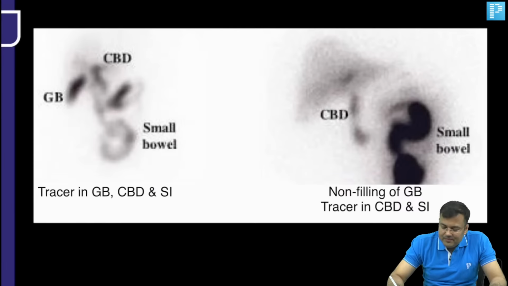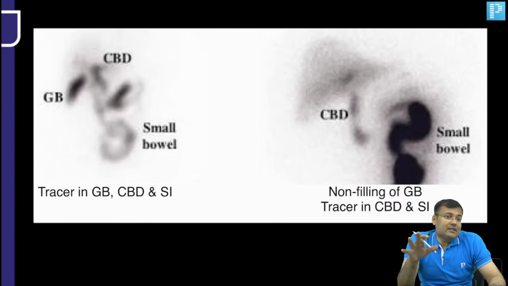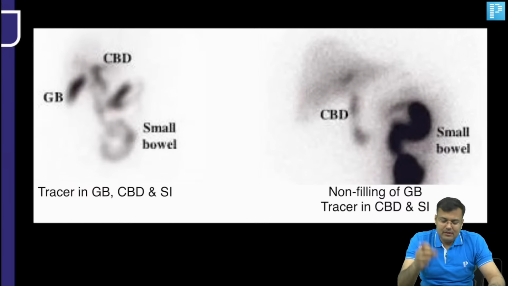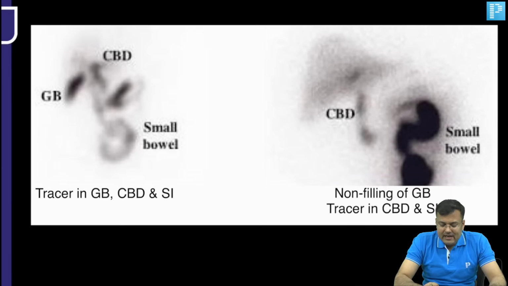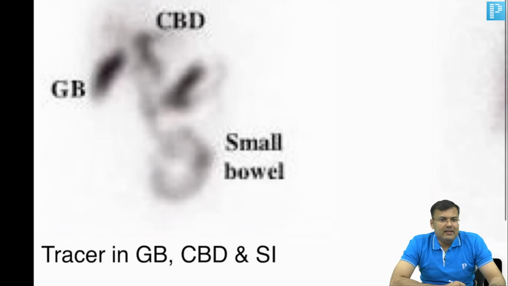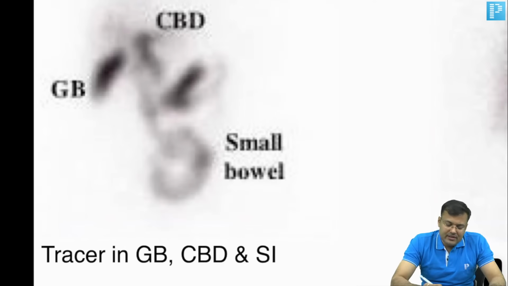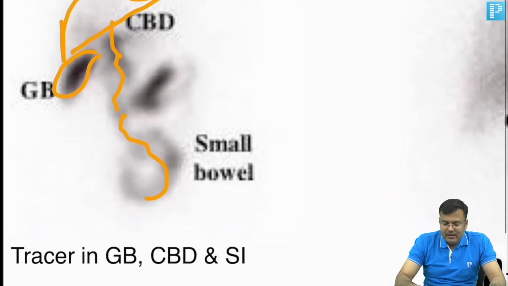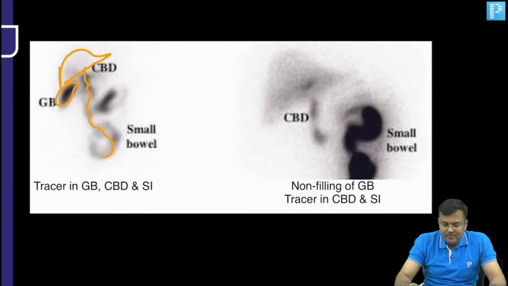Okay. Next question. This was asked multiple times in multiple exams. First see, what is the name of the scan guys? On this scan you can see the radio tracer, it is taken by the liver first. After that, it is going into the CBD, it is going into the bladder, it is entering into duodenum, then small intestine. Can you tell me guys, what is the name of this scan?